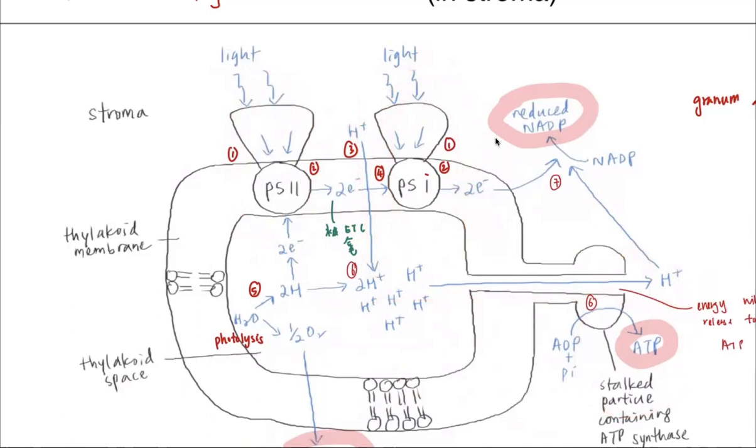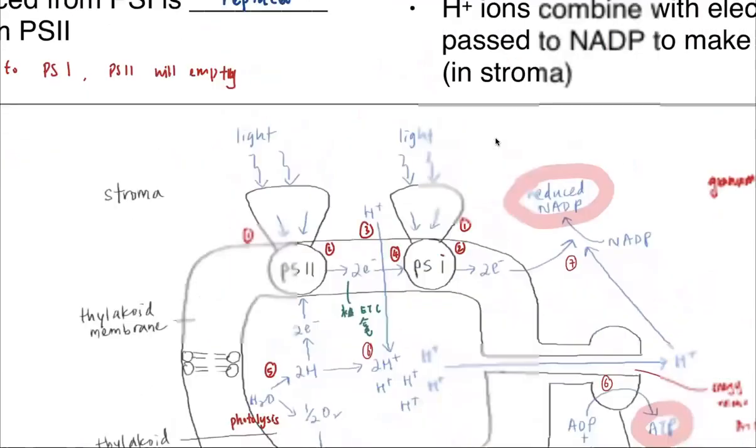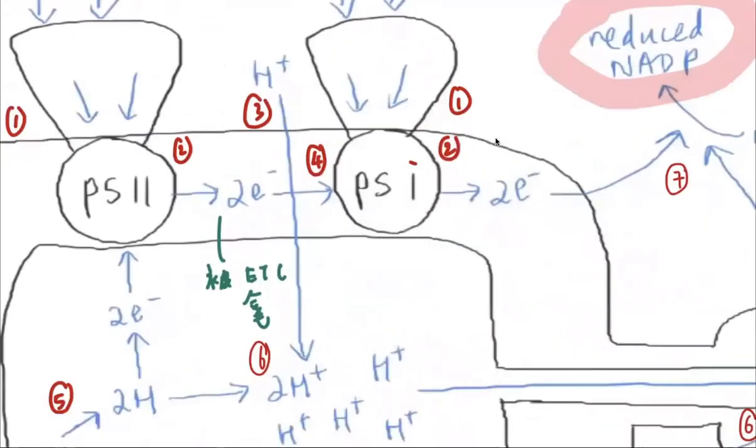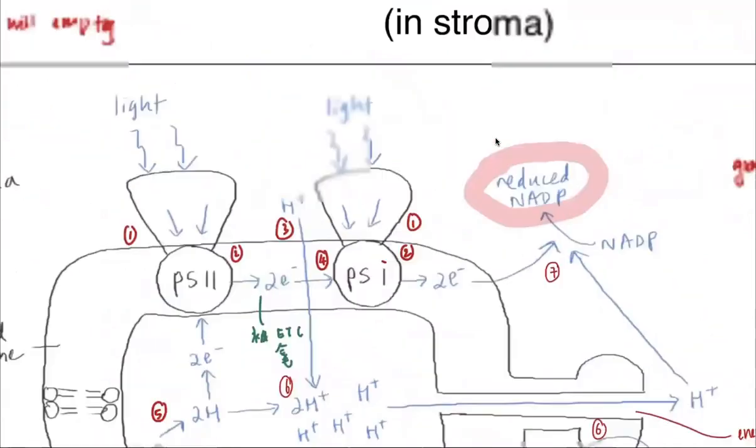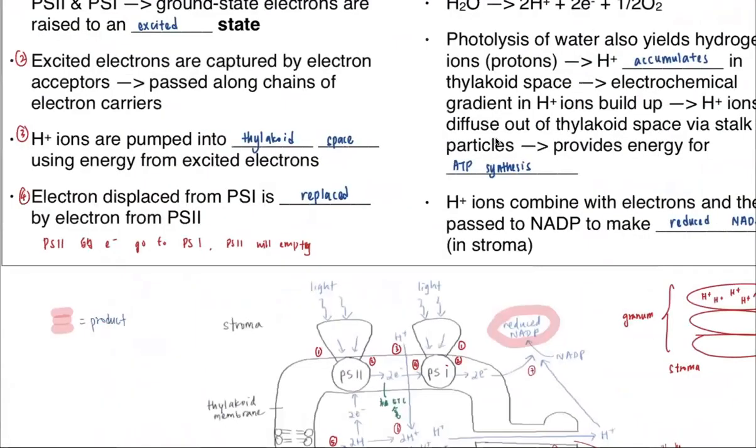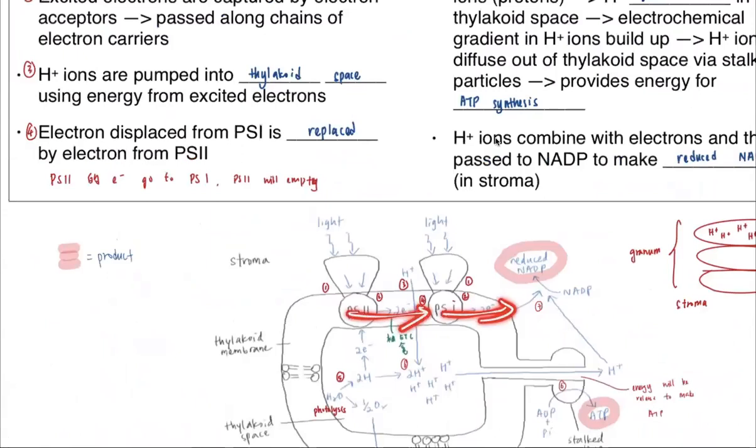The only thing is this particular point: if you remember, in the case of oxidative phosphorylation, ultimately there is an electron acceptor, which is oxygen. Here, the electron coming from PS2 will ultimately be received by PS1. So you can say that the electron lost from PS1 will be replaced by electron from PS2. That's why this particular sentence says the electron displaced from PS1 is replaced by PS2.